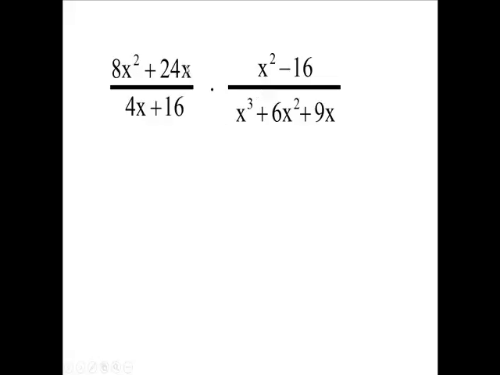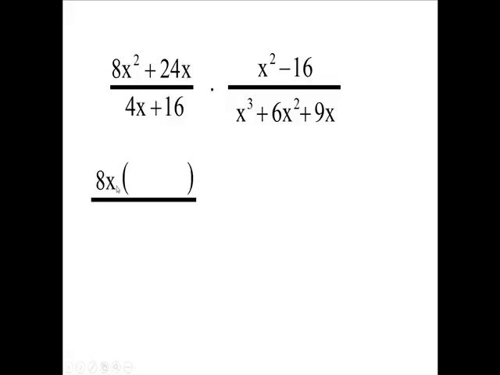Look at this numerator here, 8x squared plus 24x. What do these two terms have in common? I know 8 times 3 is 24, so they both have an 8, don't they? This is 8 times 1 and 8 times 3, and they also have a what? They also have this in common, don't they? So what do they have in common?